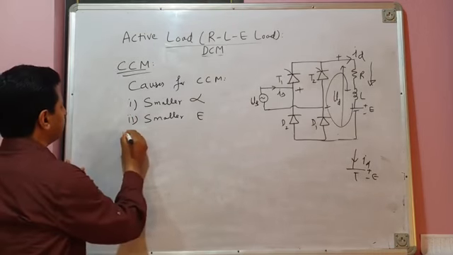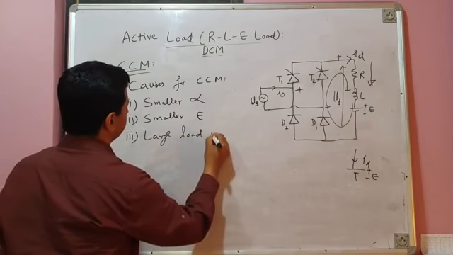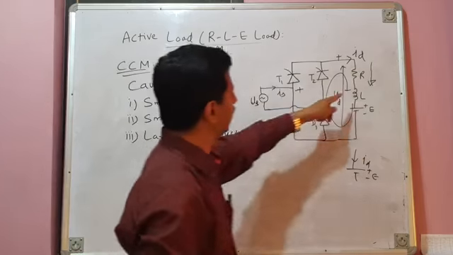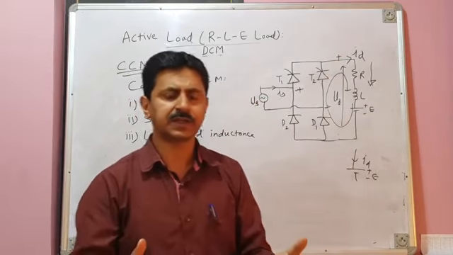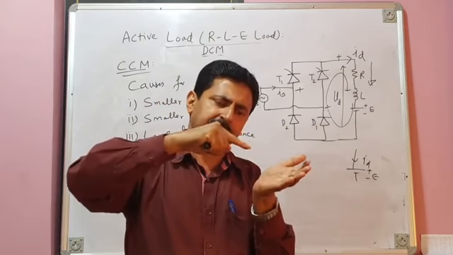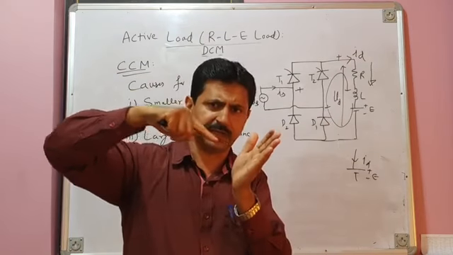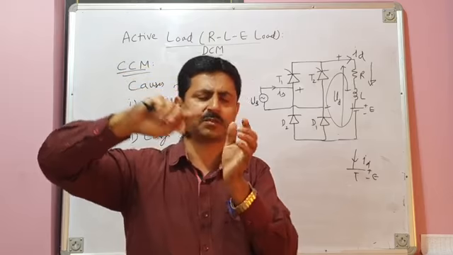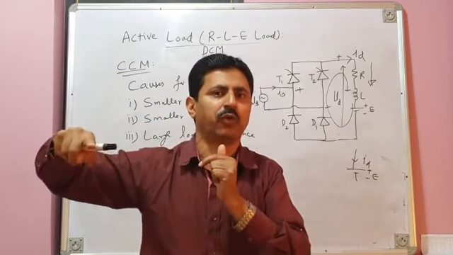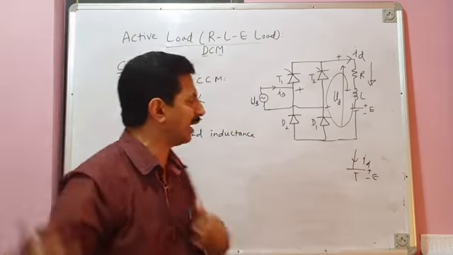The third cause may be large load inductance. Large inductance means large storage of energy. When load inductance is large, current rises and takes time to reach its maximum value. And when the current falls, it will take more time to fall. Before it becomes equal to zero, the next instant of firing will come and current will never become zero.